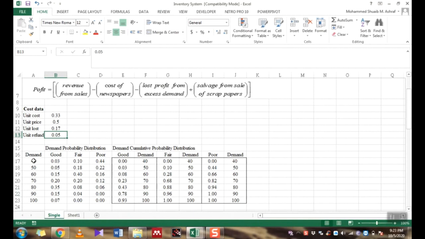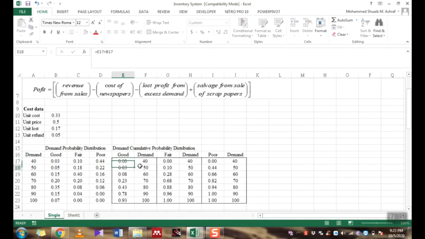We can see the demand given as 40, 50, 60, 70 in multiples of 10, and the demand probability distribution is also given. These are the probabilities for good, for fair, and for poor. Now this is the demand probability distribution function. We will compute the cumulative probability here. How will we compute it? We will start from 0.